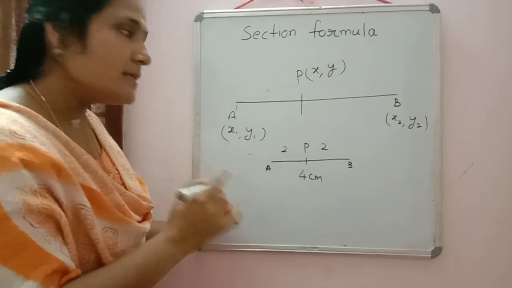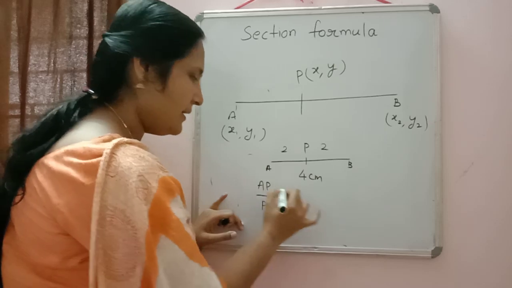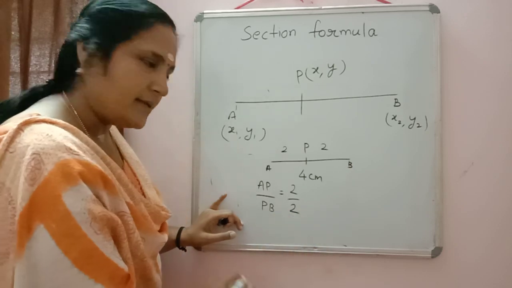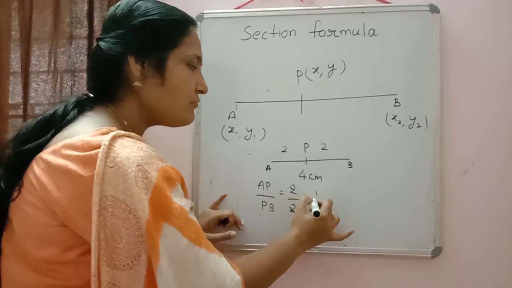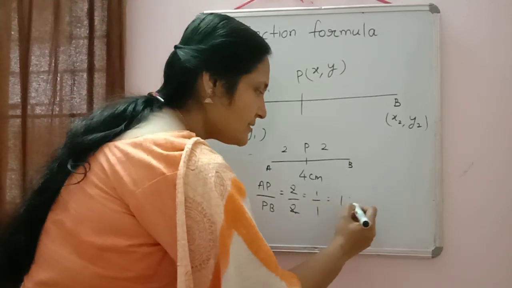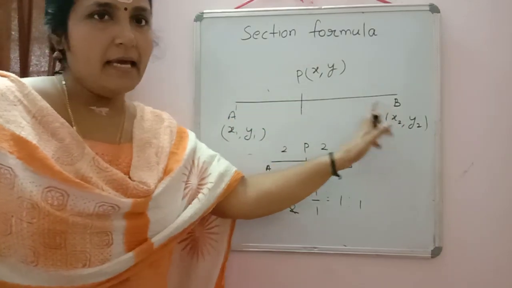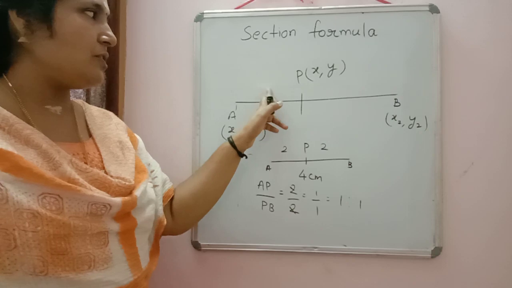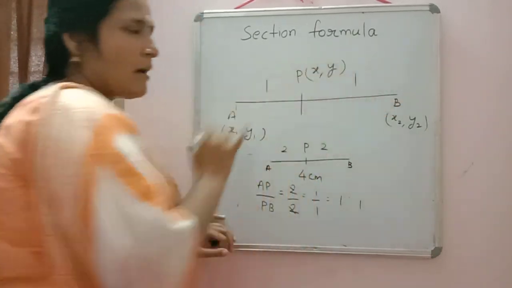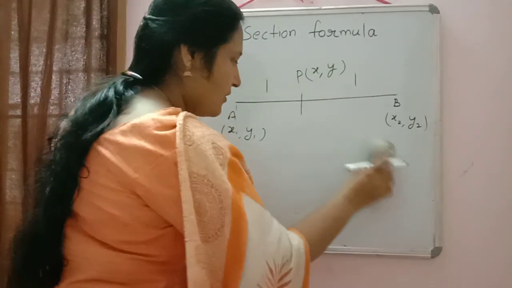Then we will check what is the ratio there. If we check the ratio AP by PB, AP is equal to 2 centimeter, PB also equal to 2 centimeter. These two will get cancelled. What we will get? Ratio is equal to 1 by 1. So we can write the ratio is 1:1. If P is the midpoint of AB, then it divides AB in the ratio 1:1. So here we will write both the ratios are 1:1. So in this case, what will be the x coordinate and y coordinate of P?